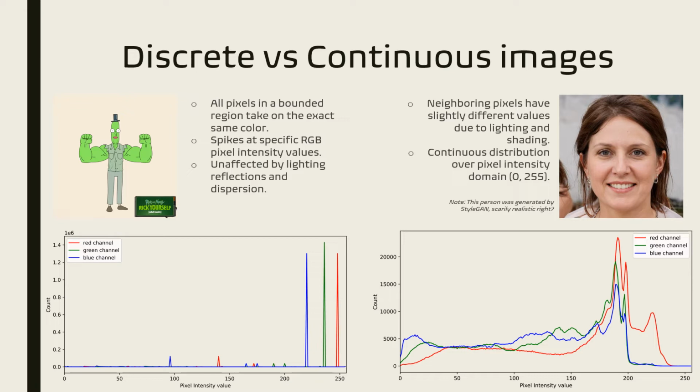On the right, we have an example of a human face which was actually generated by a GAN. Neighboring pixels in this image will all have slightly different intensity values due to lighting and shading in the real world. This can be seen in the graph, which is a continuous distribution over the entire domain.